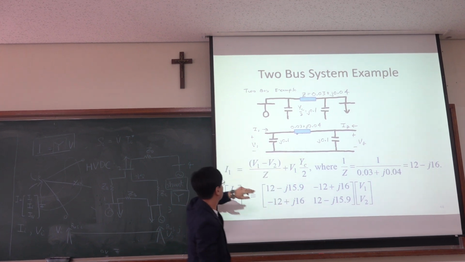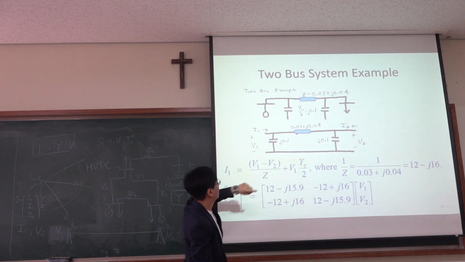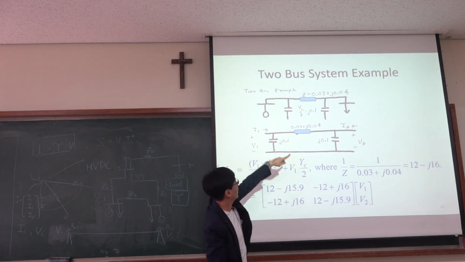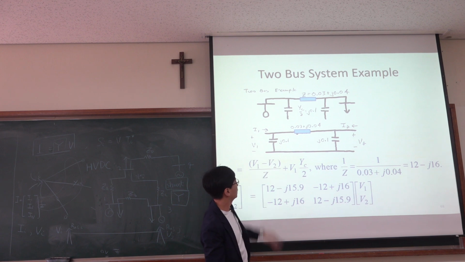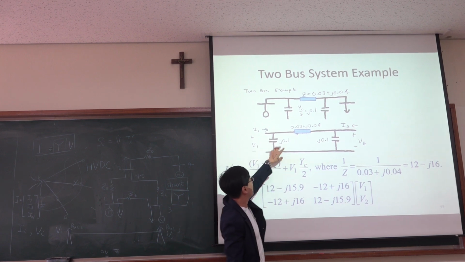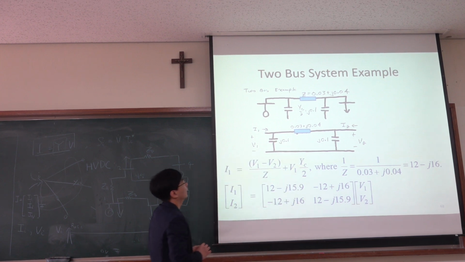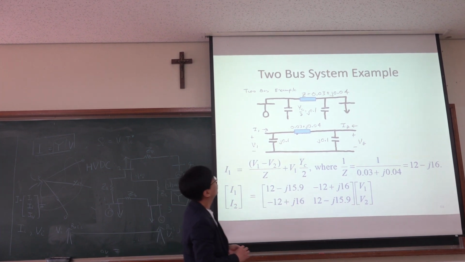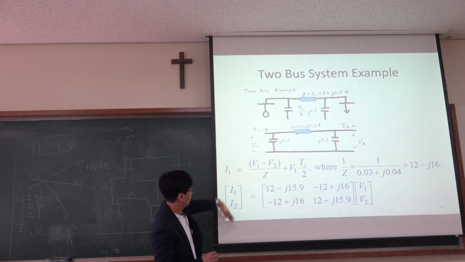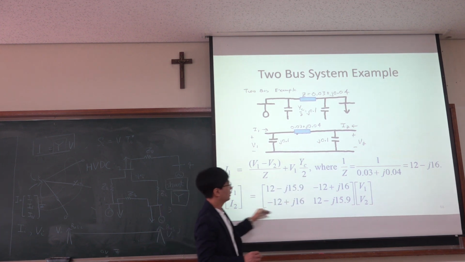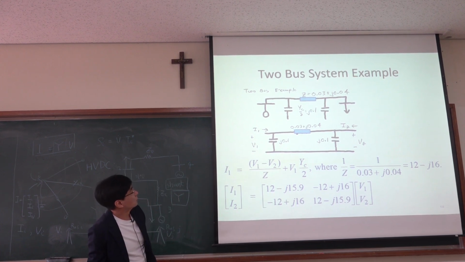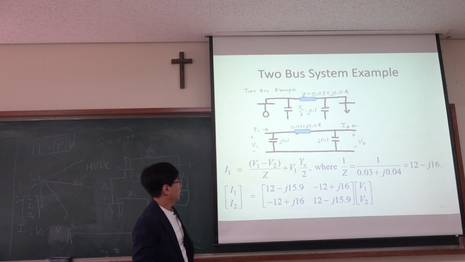So just compute I1, the injected current. Using KCL, it is V1 minus V2 over Z plus this current, V1 times the shunt admittance, where 1 over Z is that. Similarly, you can compute I2, and this is the matrix notation.